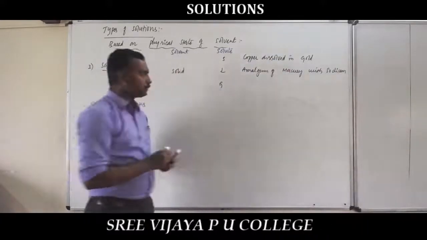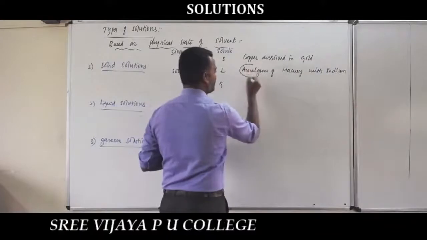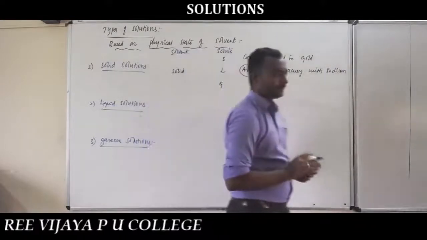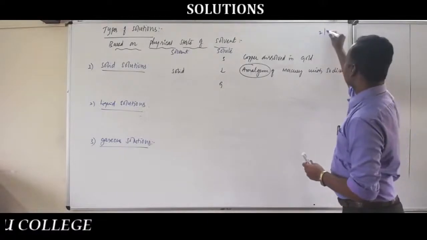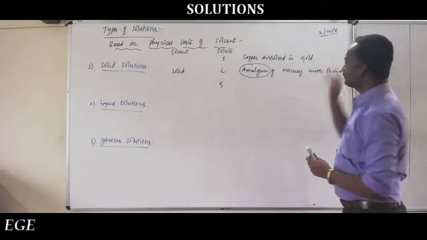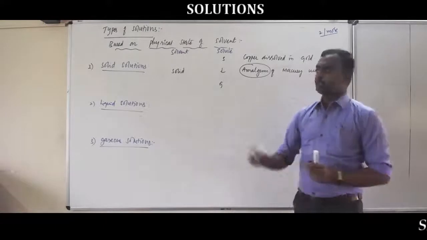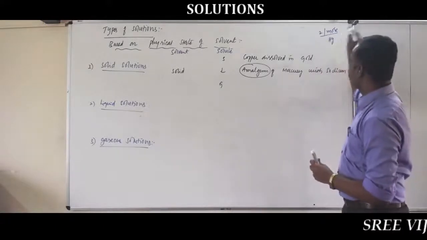So here there is one word that is called amalgam. What is the meaning of amalgam? Amalgam is one of the mixtures. A mixture means there consist of two or more components. In an amalgam, one component must be mercury, Hg.